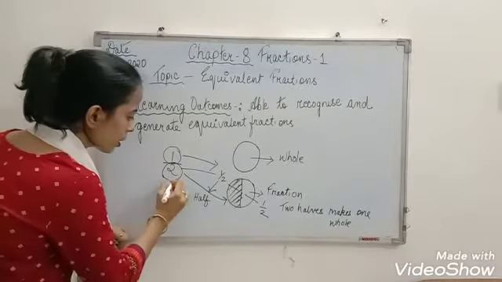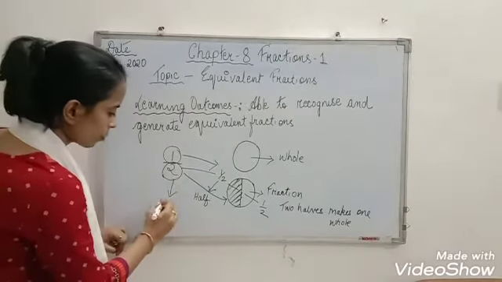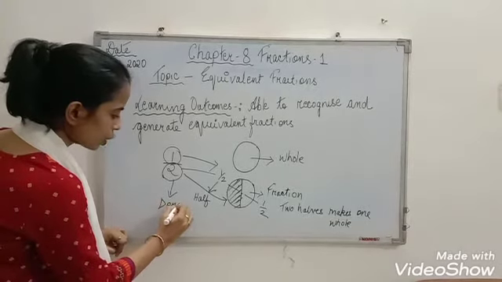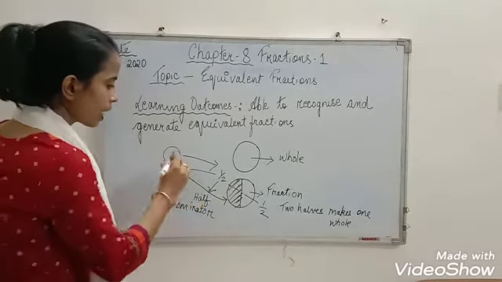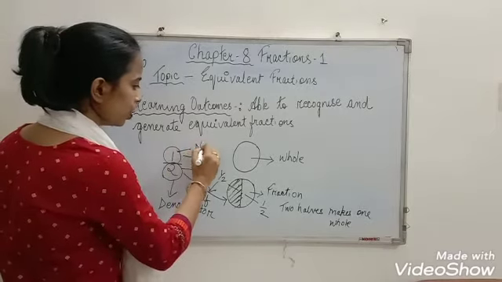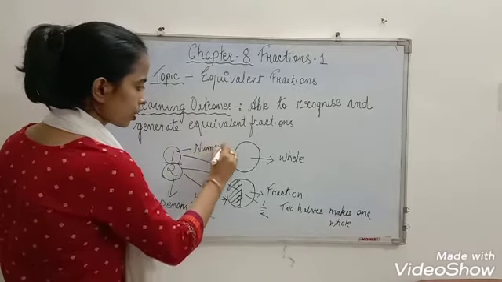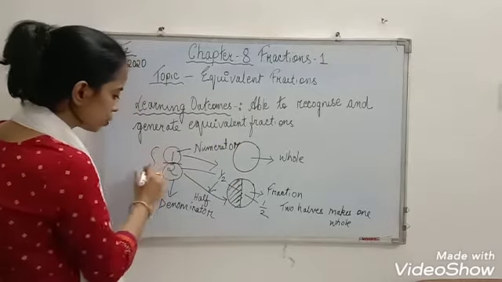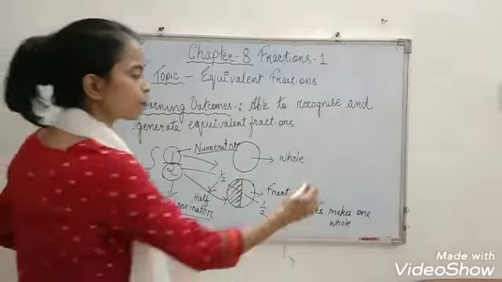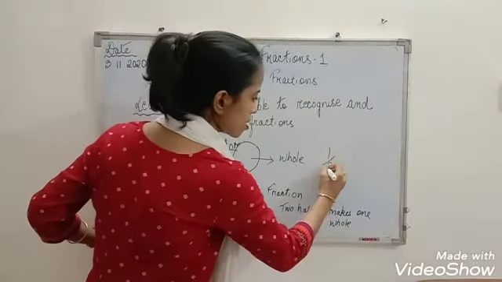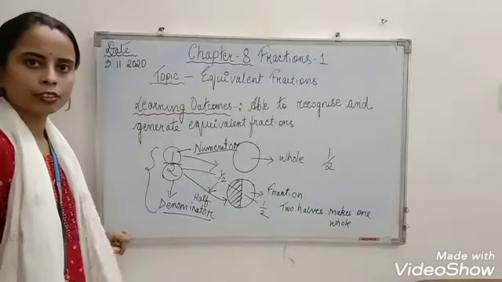And the bottom number, that the whole is divided into, we call it what, children? Denominator. And the top one we call it what? Numerator. These are the two terms of a fraction, and we write a fractional number like this. Got it, children?